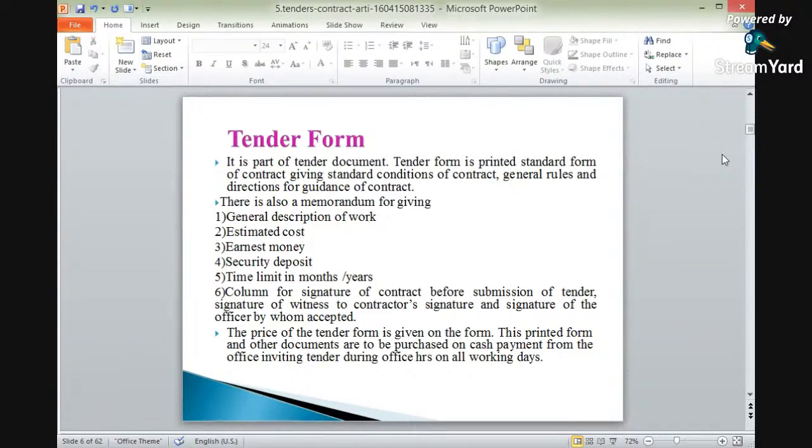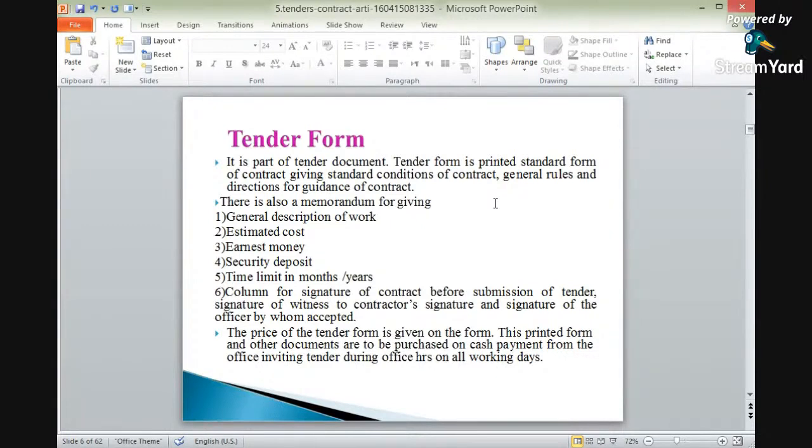General description of work, whether we are having load bearing structures, or constructing roads, bridges or flyovers. A standard description is given. The general description of work has to be mentioned. Estimated cost is very important.